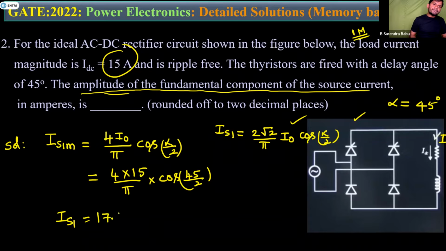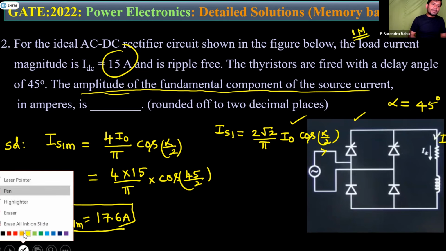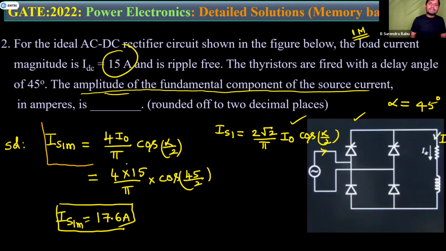You get 17.6 amperes. This is the peak value of the secondary current, or source current. This is the source current that is asked, the fundamental value of the source current. That is the peak current, not the RMS current. Just by applying this formula you can get the answer: 4 I naught by pi into cos alpha by 2.